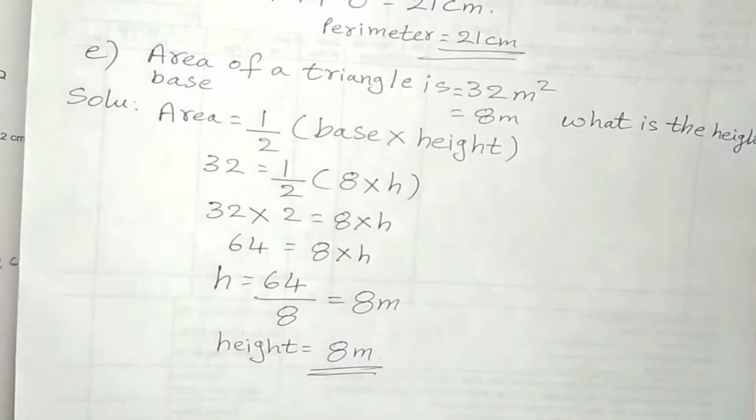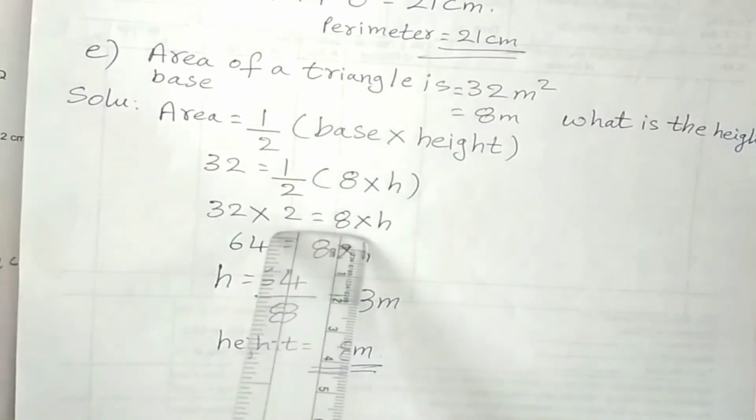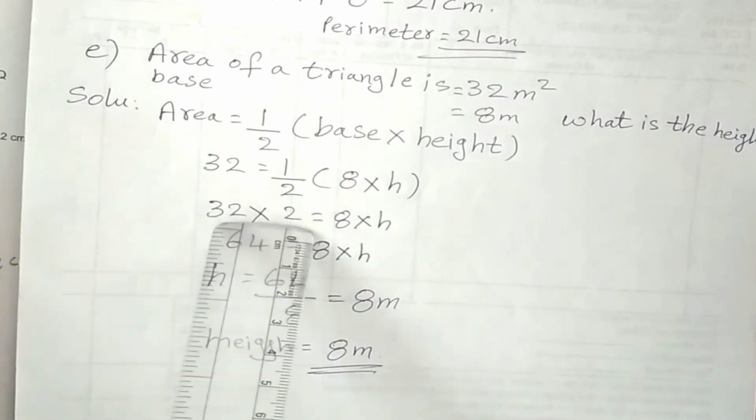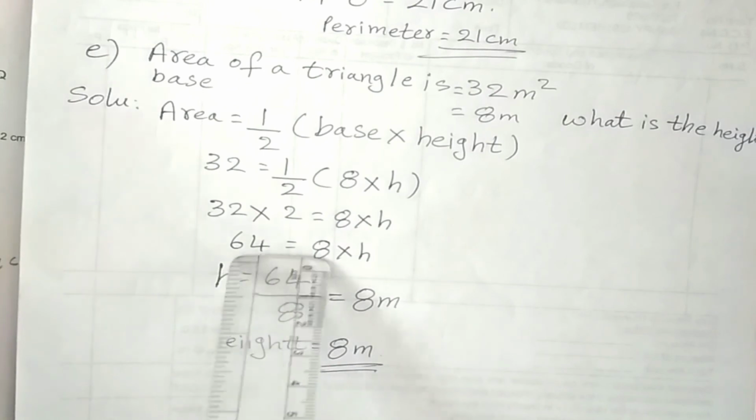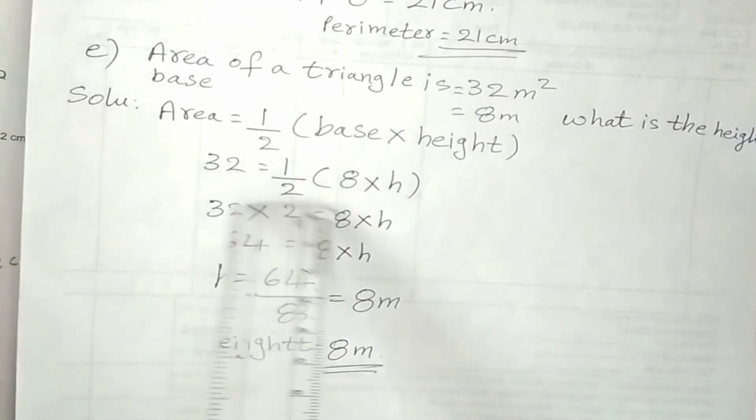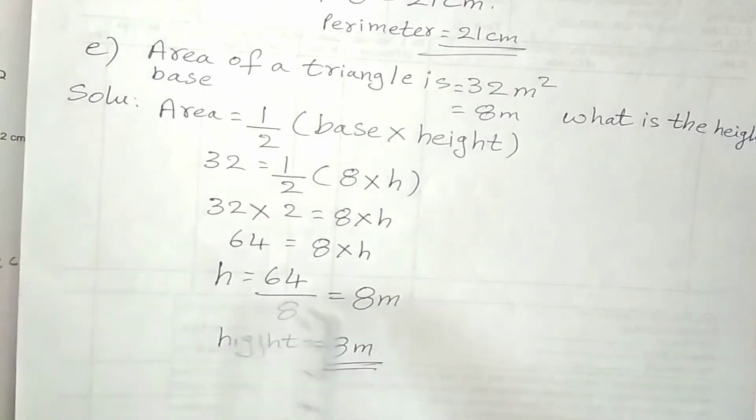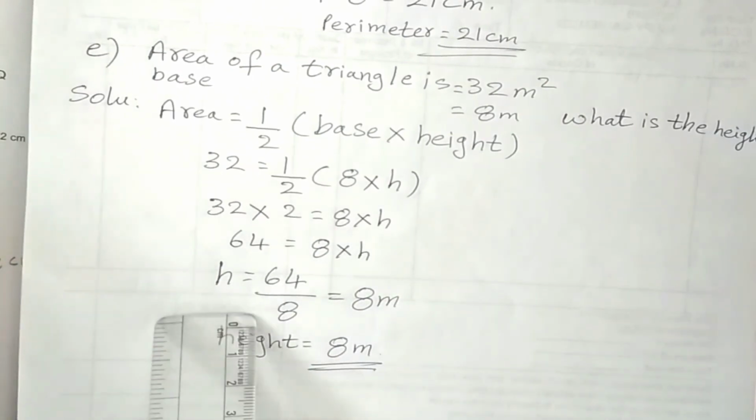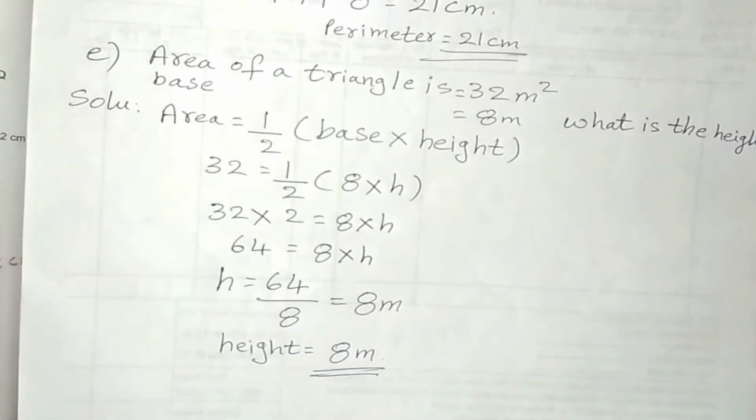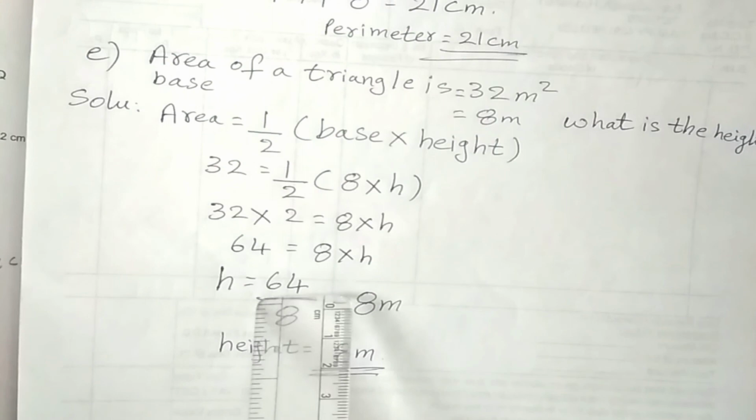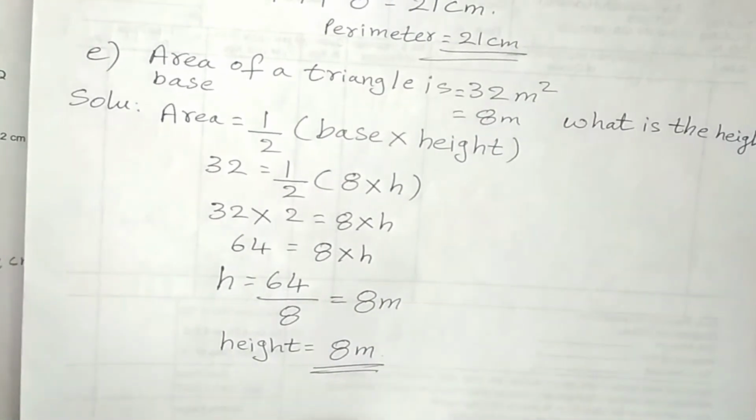So 32 divided by 1 by 2 is nothing but 32 into 2, right? So 32 into 2 is equal to 8 into height. So how we will do it here? 32 twos are 64. 64 divided by 8. We have to do the division to find out the height here, as we have done for the earlier sums, right? So 64 divided by 8 is 8. So the height is 8 meters.